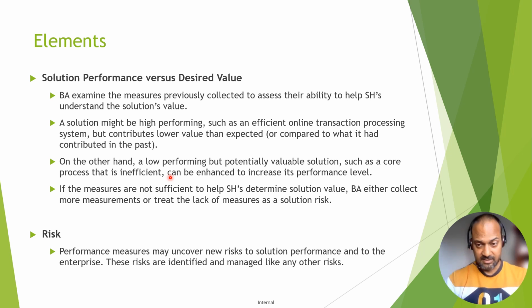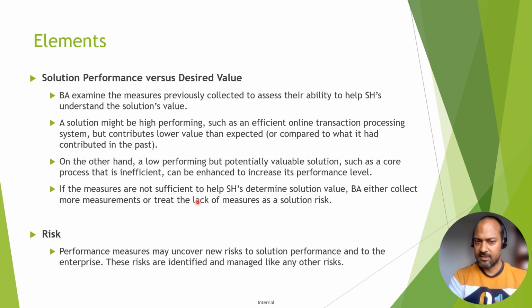It's taking 10 days, right? But it's not performance efficient. How could we make it performance efficient? Only when we increase the power of the engine. So if we improve the power of the engine, that solution, which is a big ship, would travel that 100 kilometer distance now in 2 days instead of 10 days, right? So that is how we are improving the performance level. So a low performing but potentially valuable solution such as a core process that is inefficient can be enhanced to increase its performance level.